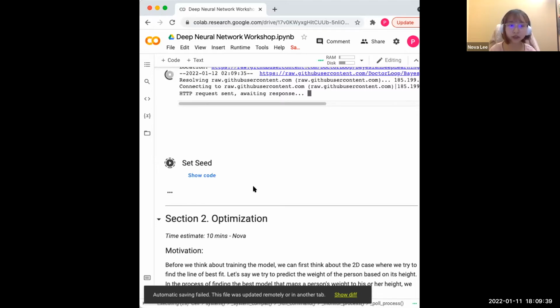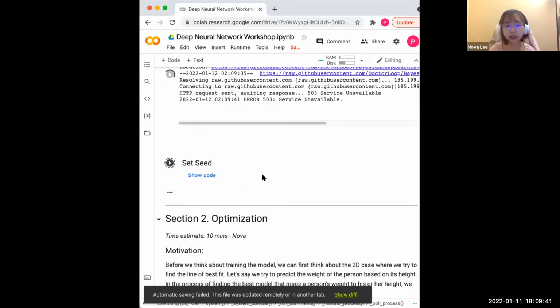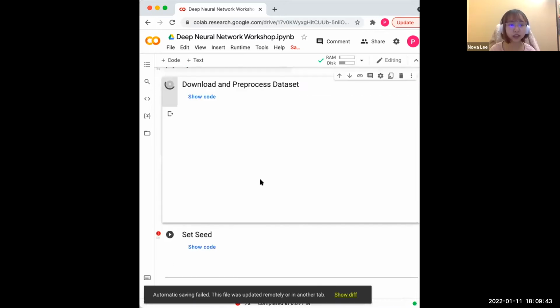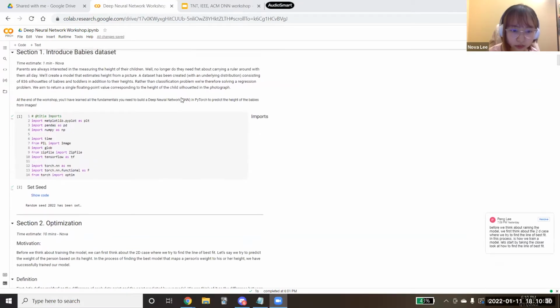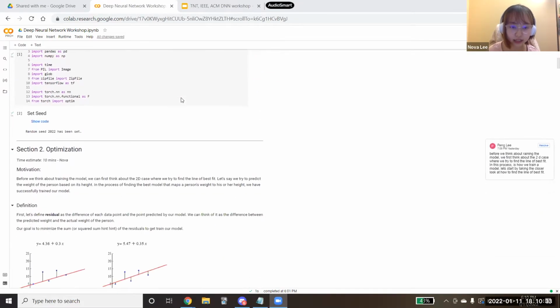In the future, you will encounter classification, which is aimed at distinguishing more than one group of data. For example, you're trying to separate dogs and cats. But we have only one group of data, the baby, today. So our goal is to create a regression that returns a single floating point value equal to the height of a child silhouette in the photograph. So we're now moving on to optimization, section 2.